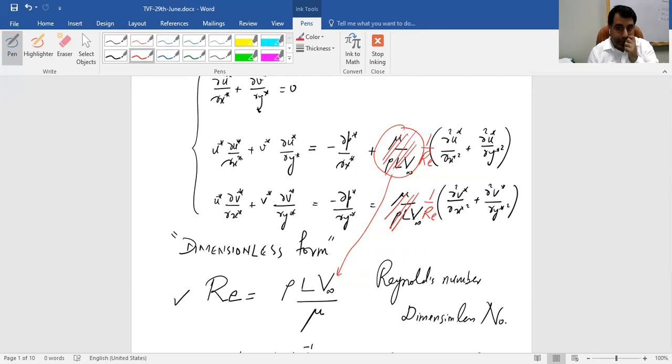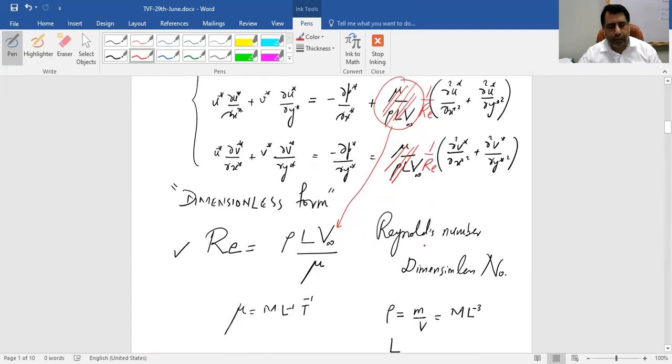अगर आप टाइम वाली टर्म भी लेते, अनस्टेडी केस लेते, तो स्ट्रूहल नंबर भी अपीयर हो सकता है, उन फ्लोज़ में जिनमें वोर्टेक्स शेडिंग वगैरह का फिनोमेना होता है. तो इन द सिंपलेस्ट सिचुएशन आपने देखा एक डायमेंशनलेस नंबर अपीयर हुआ.